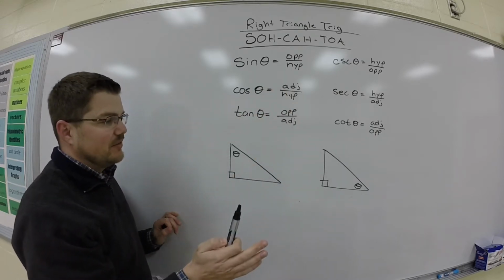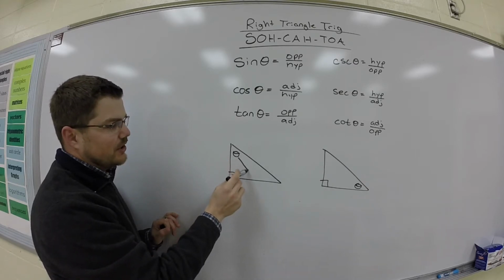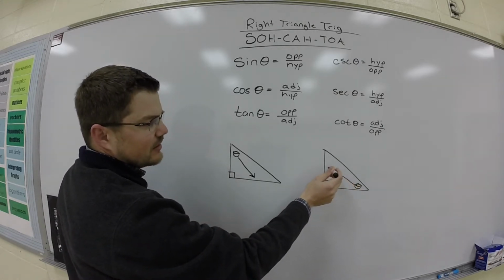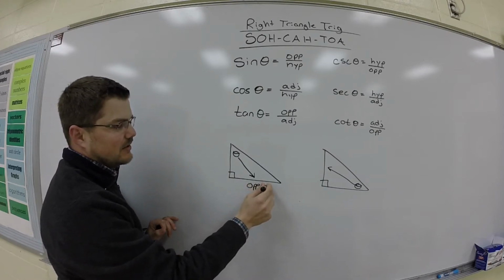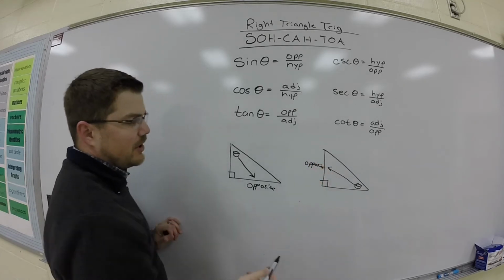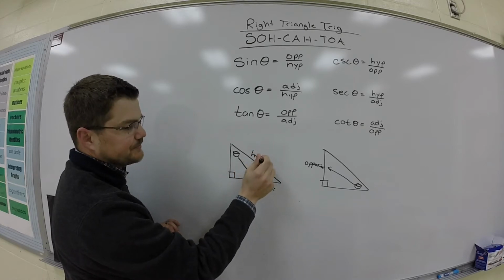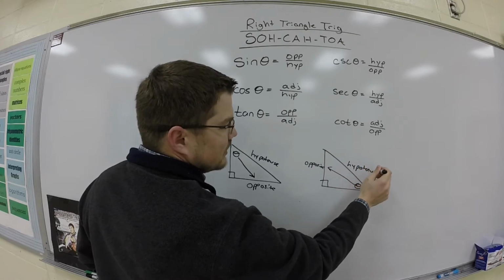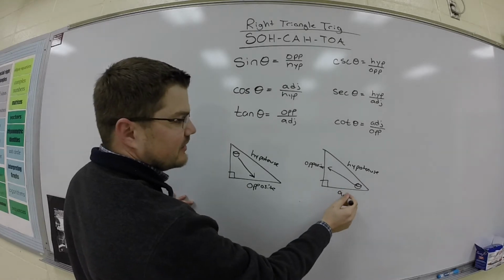As soon as you're given theta, what you need to do is draw an arrow going across to the opposite side. That's going to tell us where the opposite side is. So this is opposite. Your hypotenuse is always across from your right angle. That's your longest side. And then your other side is the adjacent side.